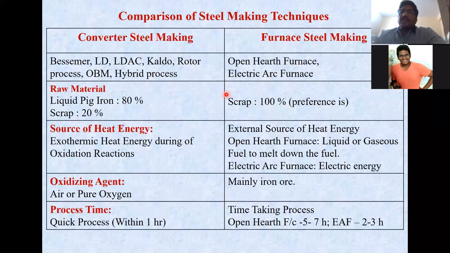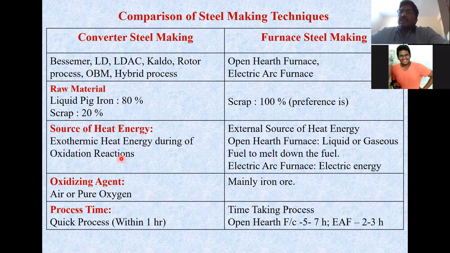Now let us start finding out the differences. The raw material used in converter steel making is liquid pig iron, which is called hot metal, to an extent of 80%, and the 20% is scrap, or it may extend to 25%, depending on the heat energy generated or depending on the process. Whereas in the electric arc or open hearth process, scrap is the main raw material and is mainly preferred. To some extent, liquid metal is also used, but the theory says it is better not to go with the liquid metal. We will see why that is so.